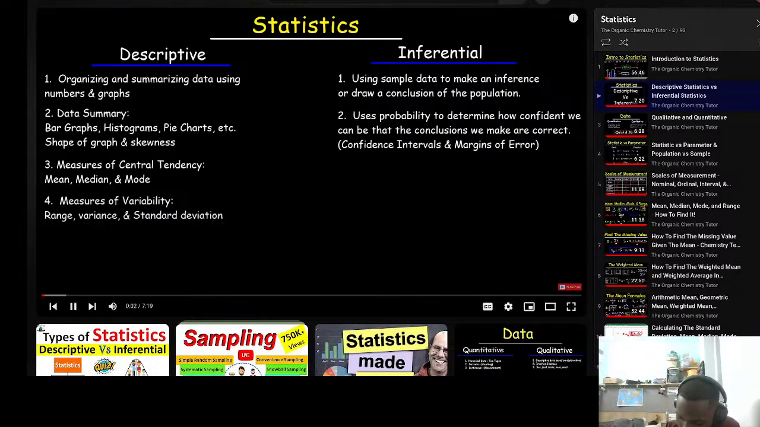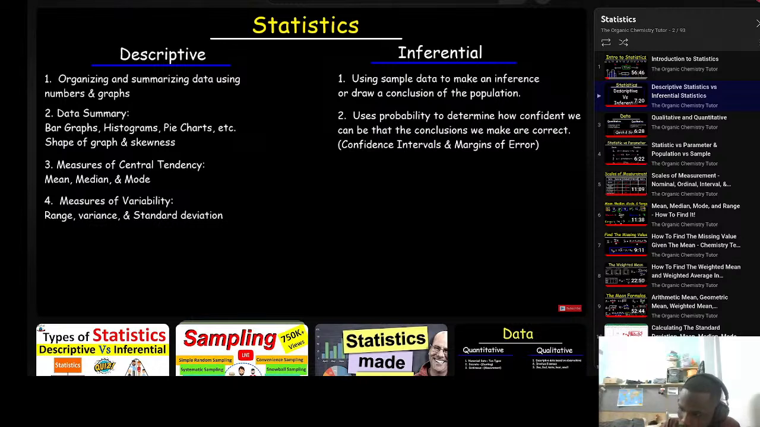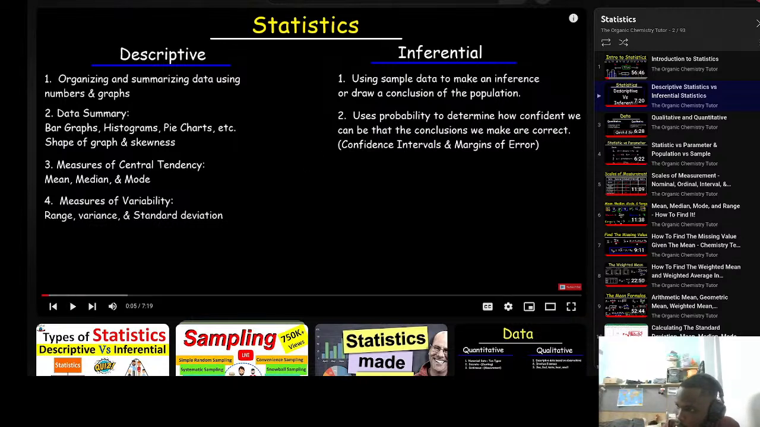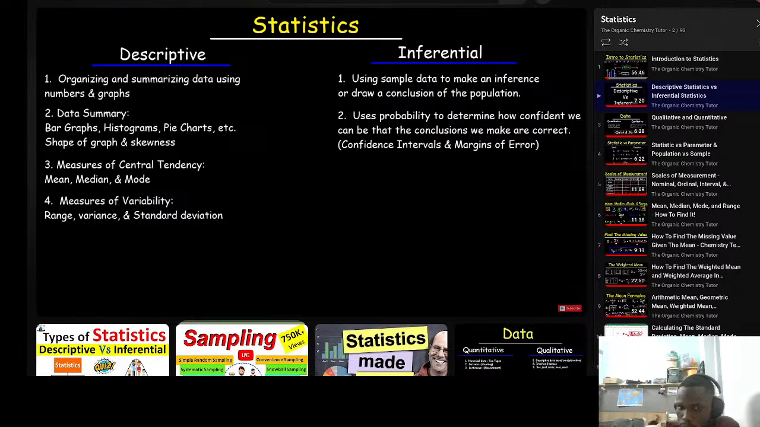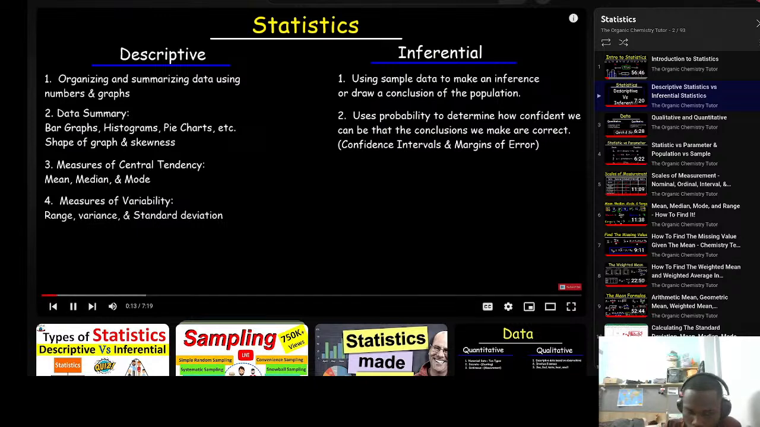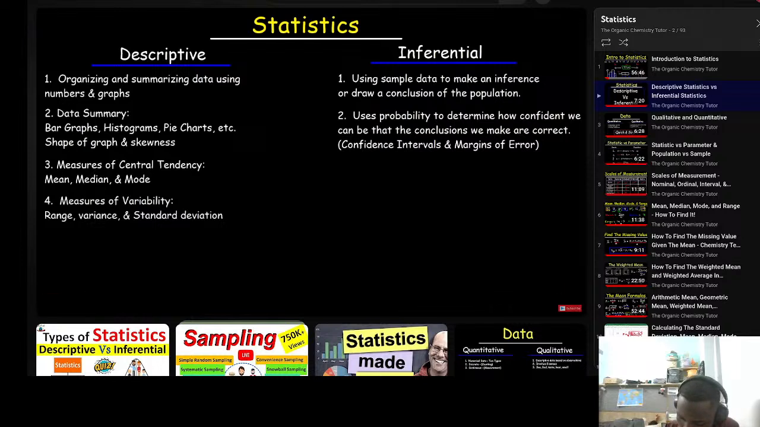So what is statistics? Statistics is basically the science of collecting, analyzing, and interpreting data, even presenting it as well. And statistics can be broken down into 2 categories. On the left we have descriptive statistics, and on the right, inferential.